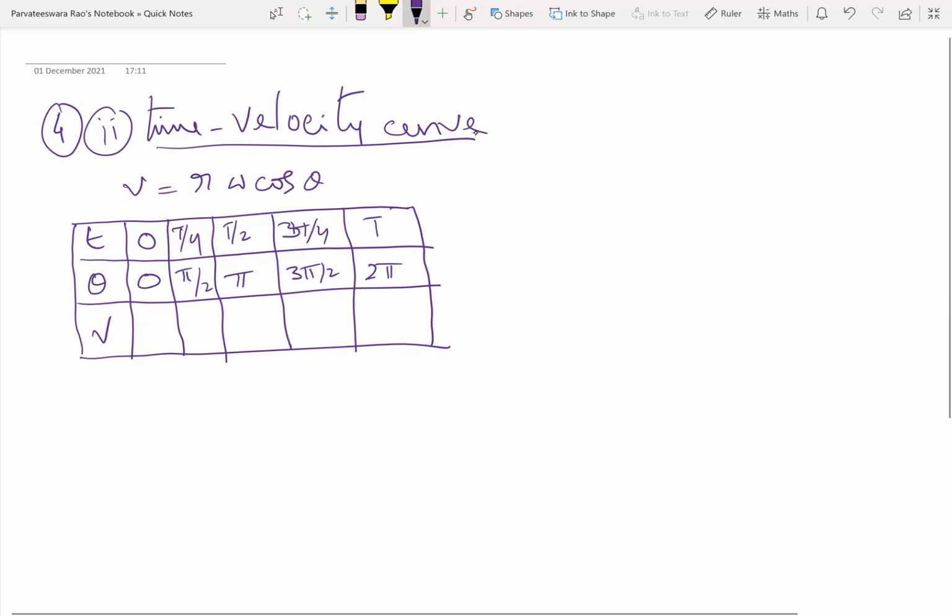Cos 0 is 1, correct? So R omega. Cos 90 is 0, so V is 0. Cos 180 is minus 1, so minus R omega. Cos 270 is 0. Cos 360 is plus 1. Again R omega.